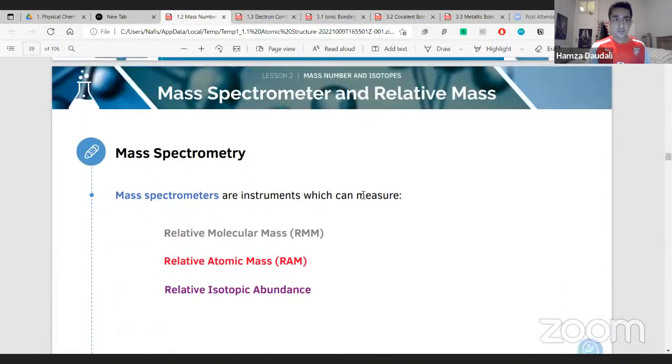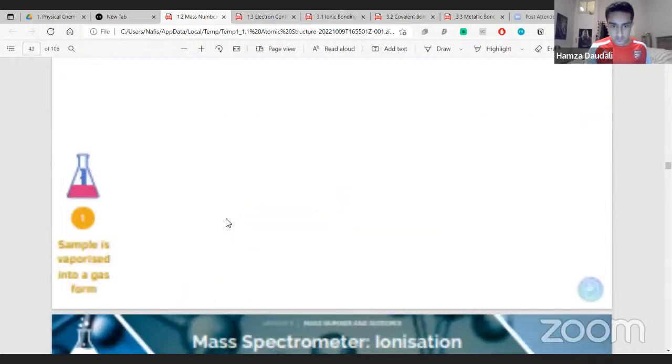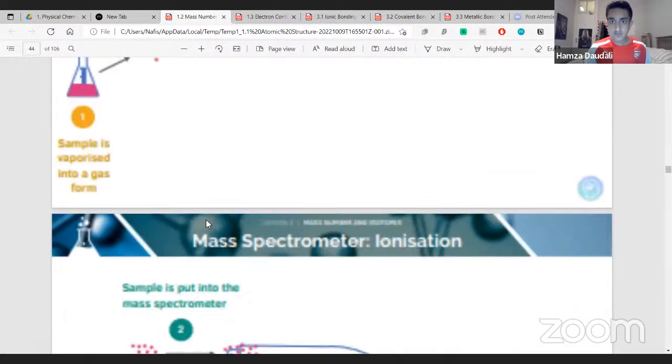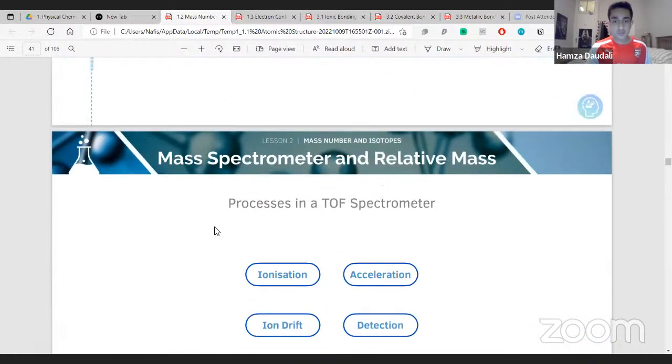Okay, so we're about to get onto mass spectrometry. Before we can do that, I want to see if there's a practice question available for it. There might not be.